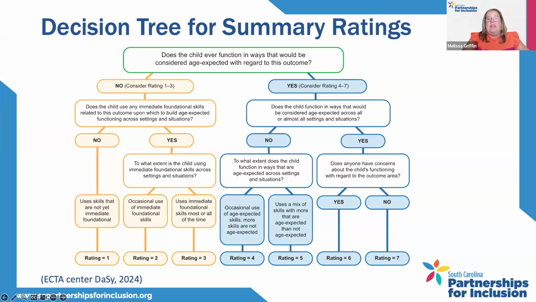And then you're going to take the decision tree. So this is great. This is on your Padlet, and it's really helpful in determining a rating scale. So you would look at, does the child ever function in ways that would be considered age expected with regard to this outcome? And if it's no, then you're going to look at the foundational skills and dig a little bit deeper to see if maybe they're getting closer to where they would be compared to their same age peers. And so this is how you can use this to work through, answer the questions, and get to a numeric rating.